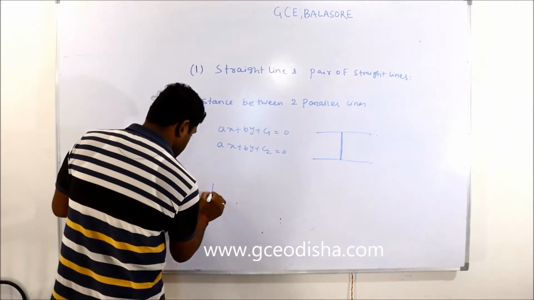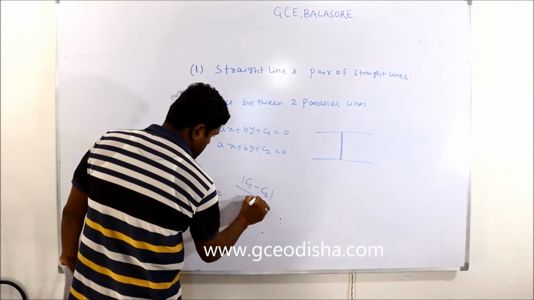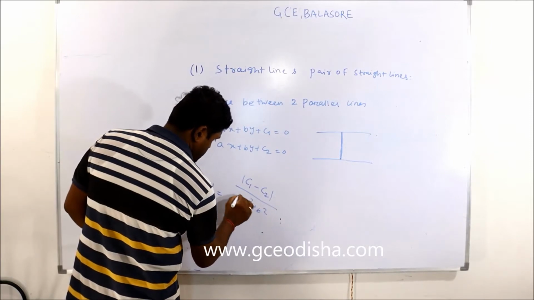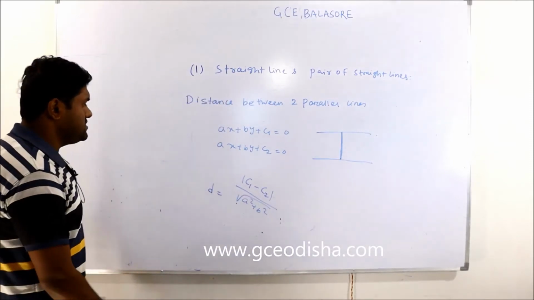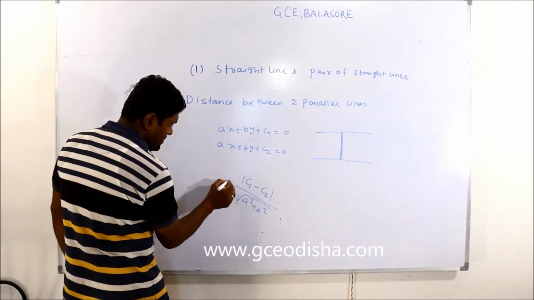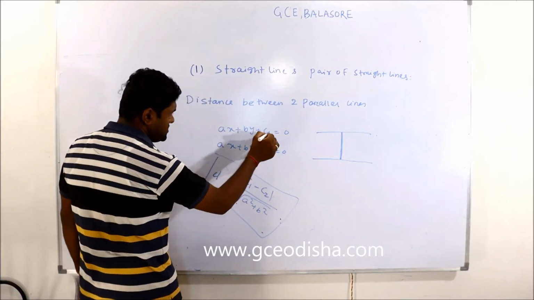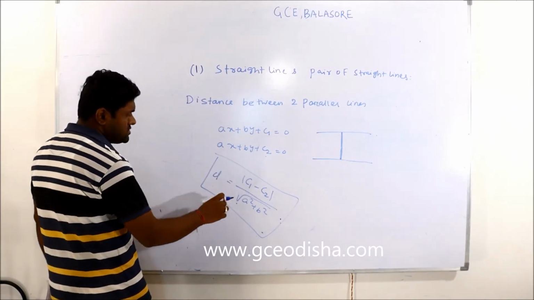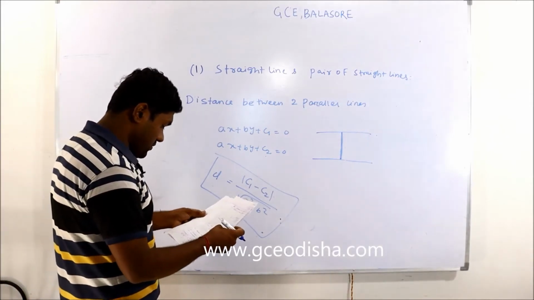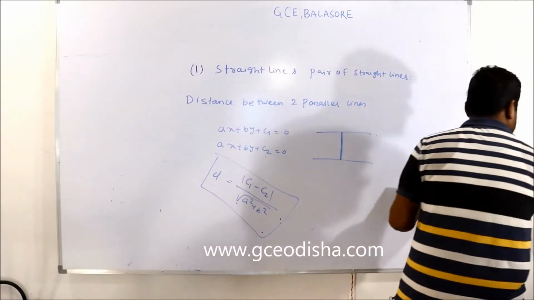The distance d is equal to (c1 minus c2) whole divided by square root of a square plus b square. This is the distance formula, where c1 minus c2 is the difference of constants, divided by square root of a square plus b square. I will solve some problems based on that.